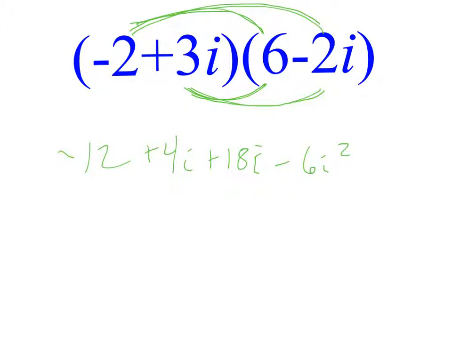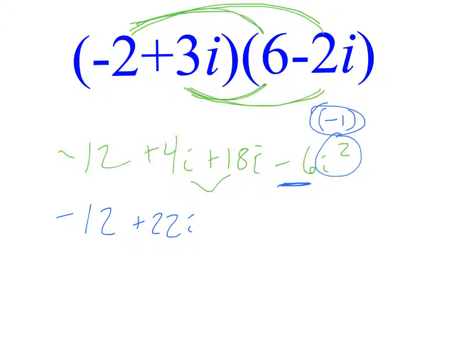So, I can combine the middle terms, but I also have to remember that i squared is negative 1. So on my next line here, I'd have negative 12, 4i and 18i is 22i, and then this is really negative 6 times negative 1, which is positive 6. And so now I have some more like terms. Negative 12 plus 6 is negative 6. So negative 6 plus 22i would be the answer.